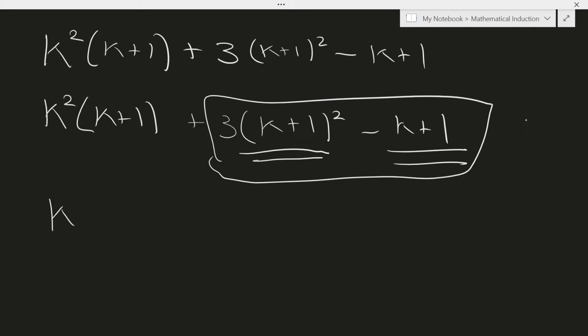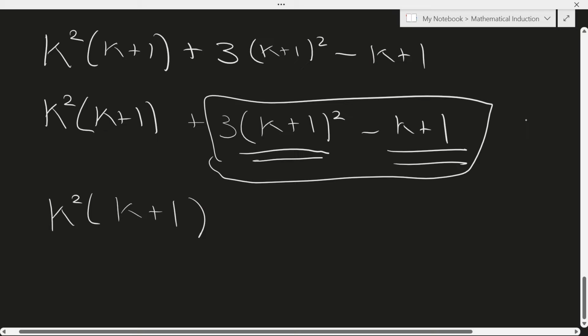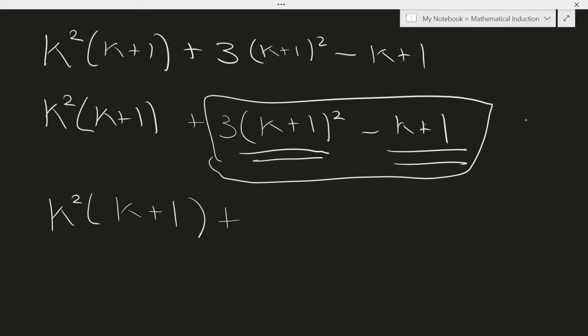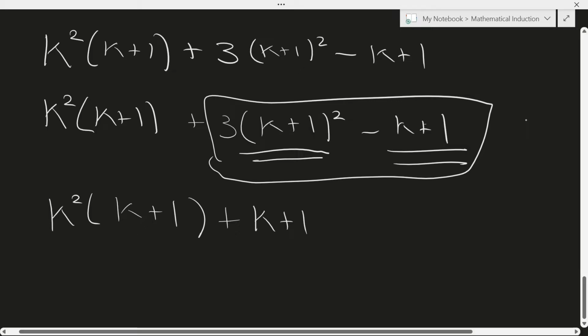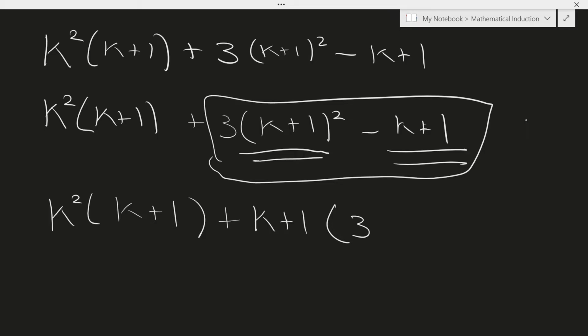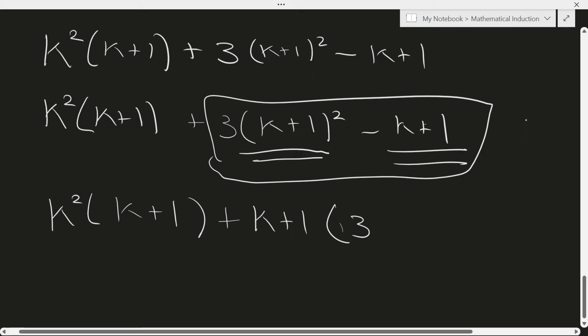So we can have k squared, k plus 1, and that is plus what is common to both of these, k plus 1, so we can factor it out. If you don't know how to factor, I'd recommend that you go back over some more foundation topics. And now that we remove the k plus 1, what do we have here? What times k plus 1 gives you 3 times k plus 1 squared? So we take the k plus 1 out of the brackets.